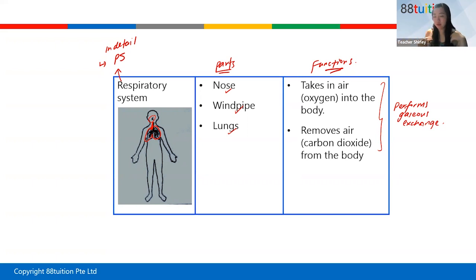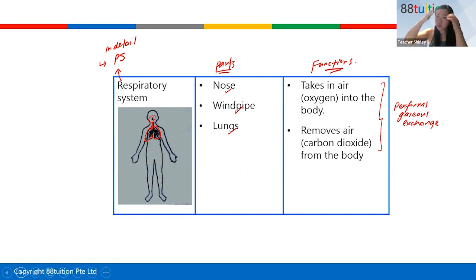So the air that is rich in oxygen is being transported to your lungs, and at your lungs is where the gaseous exchange will take place. At the lungs, the air that is full of oxygen will be transported into your bloodstream. It's also the place where they will take up the air that contains a lot of carbon dioxide as a waste material. Then it gets removed out of your body. Okay, so that's the respiratory system parts and functions.